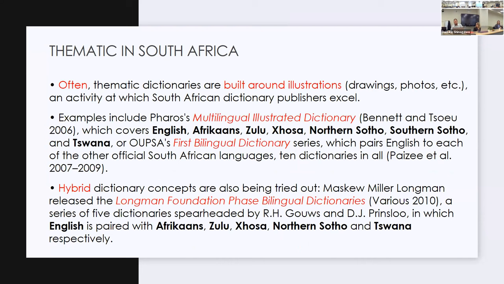Often, if we move from Central Africa to South Africa, they are also illustrated, built around illustrations. You have an example of a multilingual one with all these languages that are listed, most of the official South African ones, and then also Oxford University Press's first bilingual series, and even a hybrid one by Longman, popular in South Africa. Now take that last one, what is it?